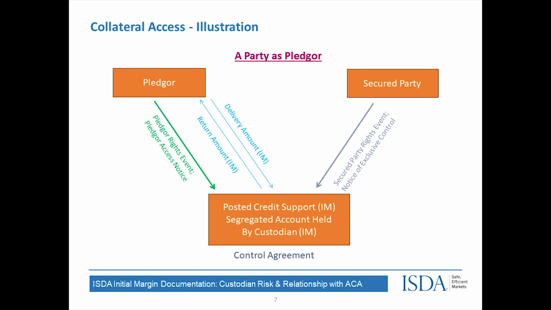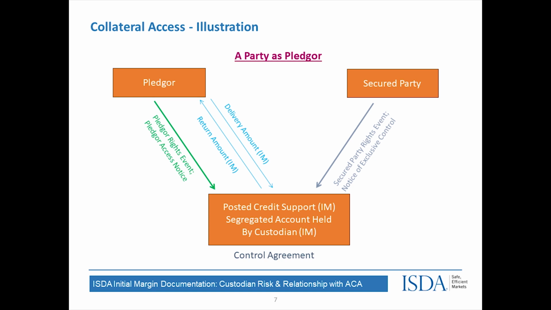That's the everyday back and forth. Now, in the event that something bad is happening, you have in the IM CSA the so-called secured party rights event, and then you have pledgor rights event. Now, what that's intended to do is allow either the secured party, in the case of bad events occurring, in which you're going to be closing out the pledgor and taking the IM, to access the collateral. The pledgor, simultaneously, to the extent, again, there's issues with the secured party, may want to pull its collateral back that it's posted, in which case it will exercise its pledgor rights event.